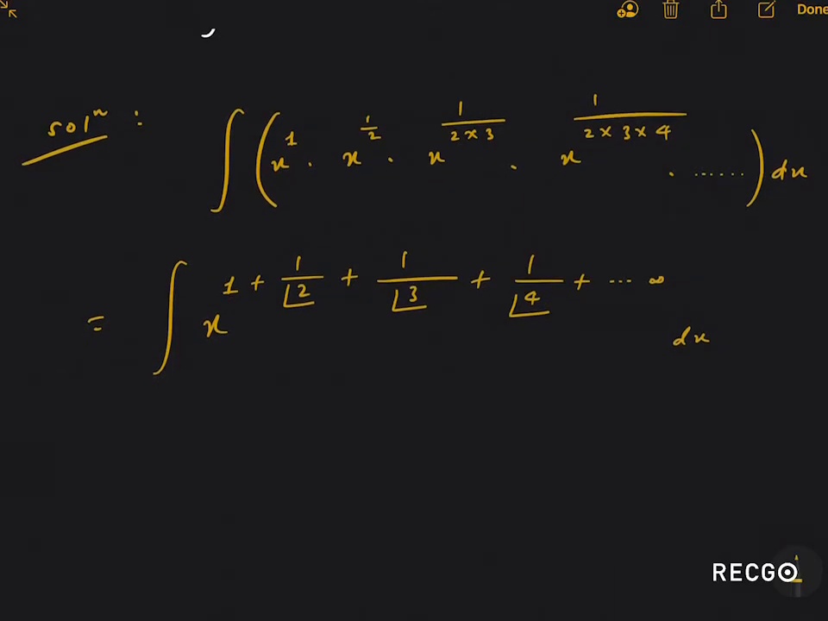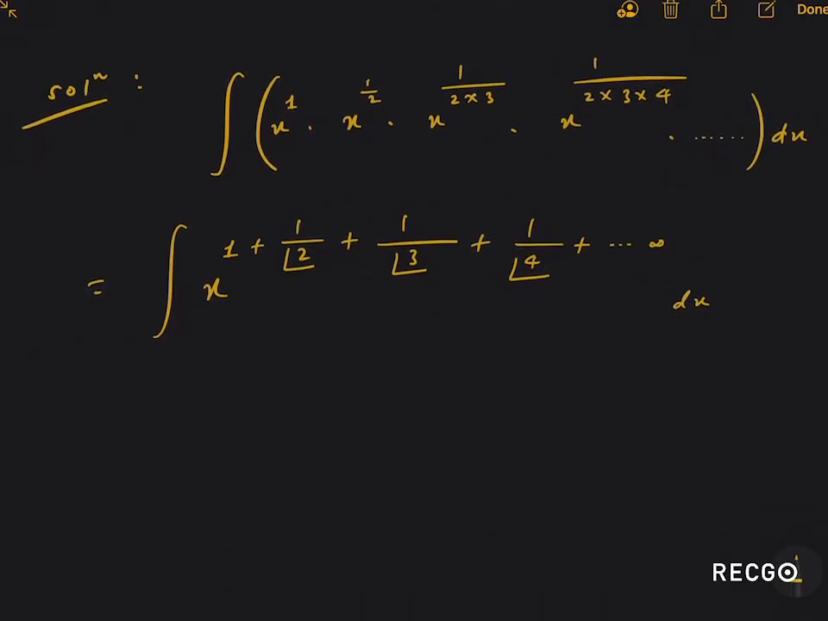Now this series should be very convenient for you to recall. This is a very popular series, and this is the expansion of e to the power x when x is equal to 1. In fact, it is e to the power x minus 1 when x is equal to 1. So we can write it as e to the power e minus 1 dx.